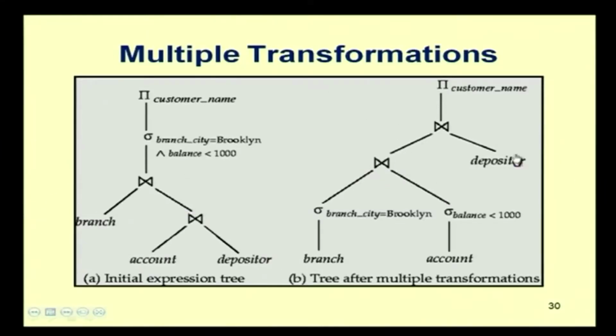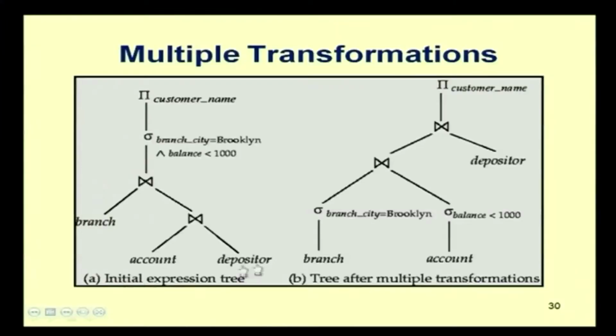After you do that, then join it with the depositor, then project and get customer name. So, this is after multiple transformations. The first transformation you do is you use associativity, and branch and account you put together and depositor you put separately. Then introduce the selection as early as possible. So, introduce the selection here, introduce the selection here.